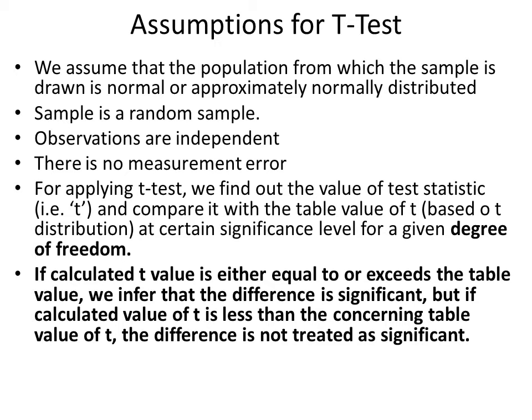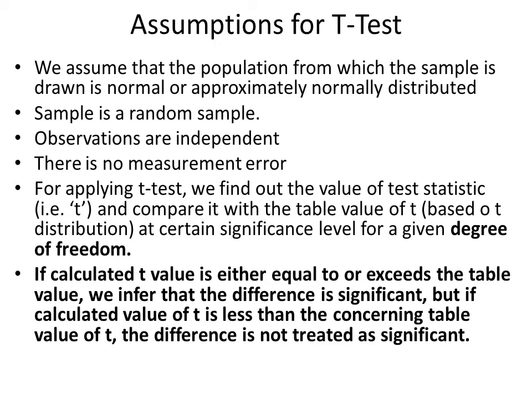We assume that the population from which the sample is drawn is normally distributed. So in short, there are three major assumptions for applying t-test. Number one, the population should be normally distributed. Number two, the standard deviation is unknown. Number three, the sample size is less than 30.